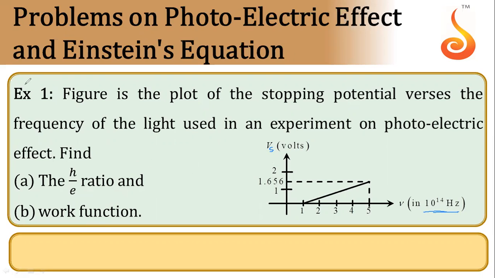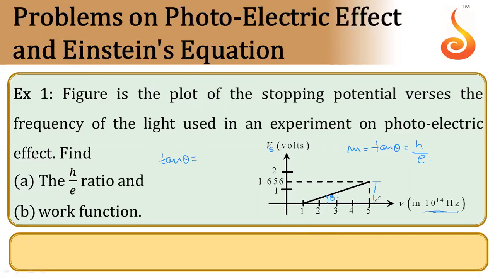Now we have already discussed that slope, or let's say this angle is theta. So slope of this line, that is tan theta, gives us the value of h by e, or h by e is basically slope of stopping potential and frequency curve. So from this triangle, tan theta will be perpendicular by base.